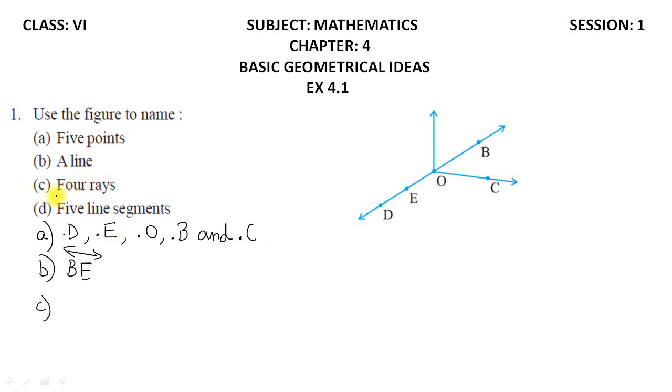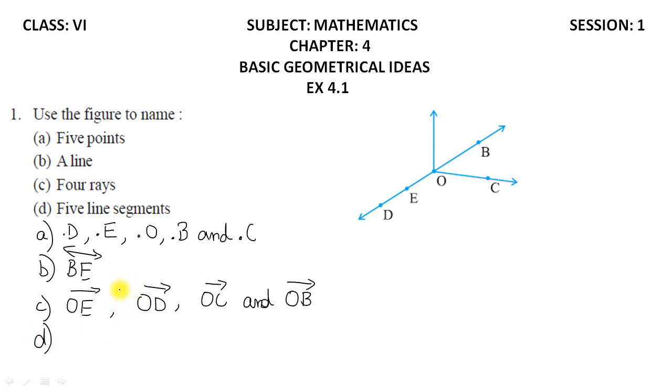Now let's see the C part, 4 rays. You have to mention the 4 rays. So what is a ray? Yes, a ray can be extended only in one direction and it has only one end point. So I can name a ray to be OE, OD, OC and OB. There can be many answers you can write for the 4 rays.